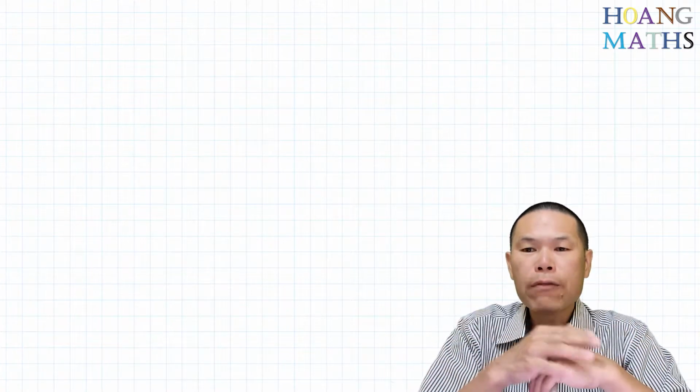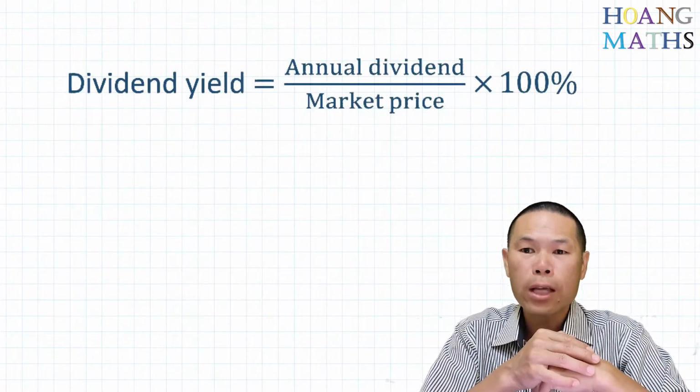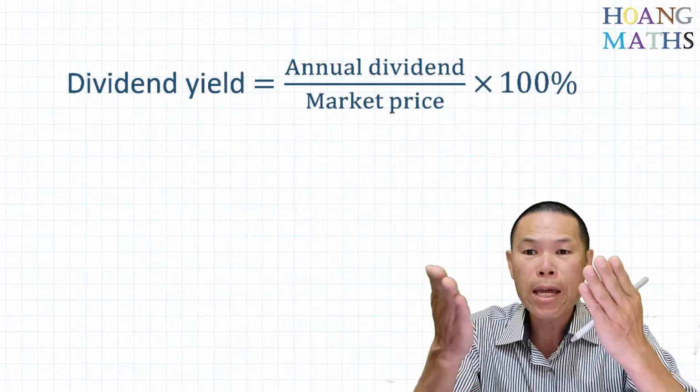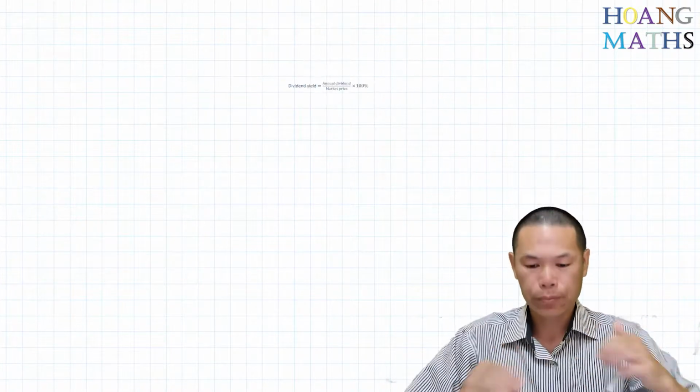Now, to work out the dividend yield: it is equal to the annual dividend over the market share price, times 100%. So let's go through a couple of examples.